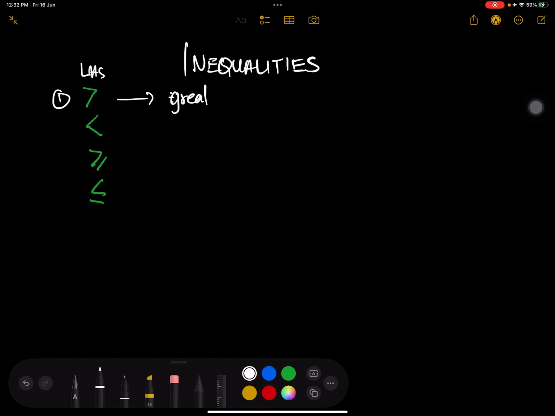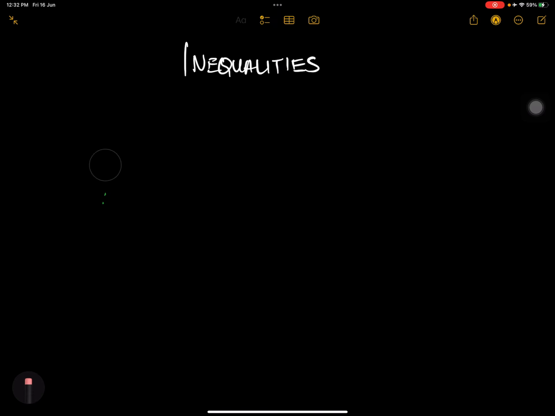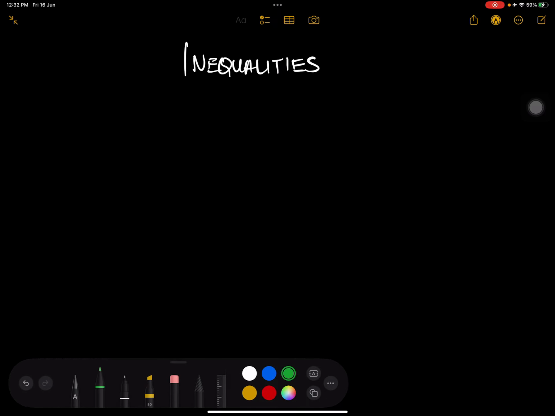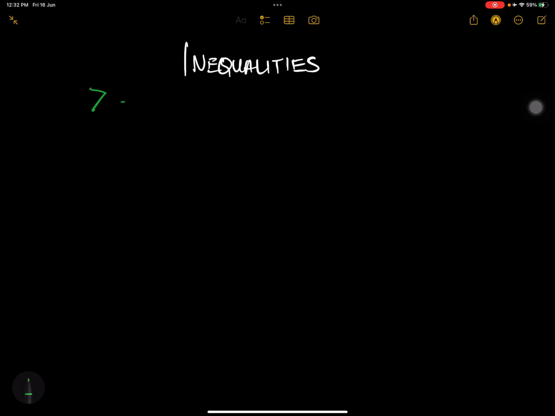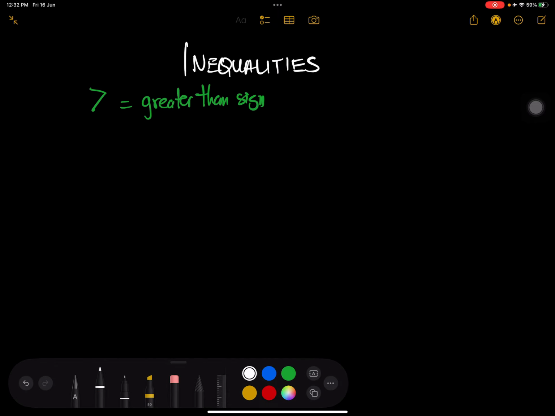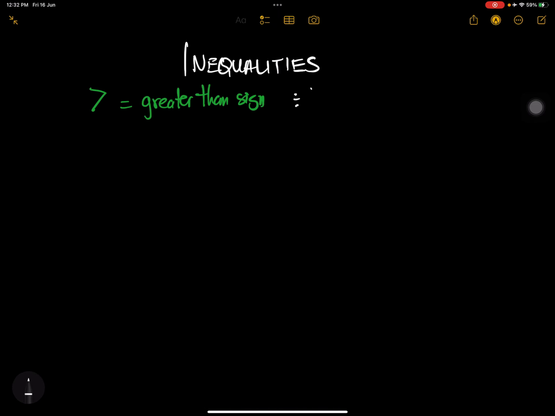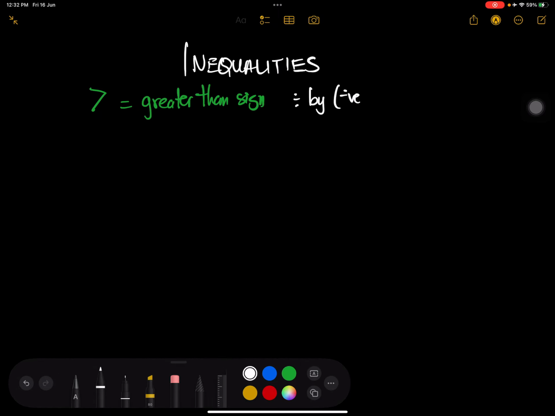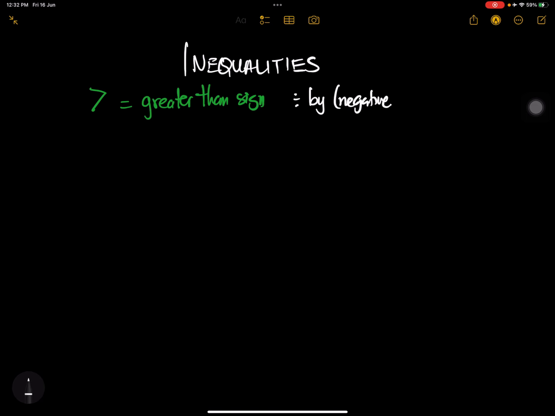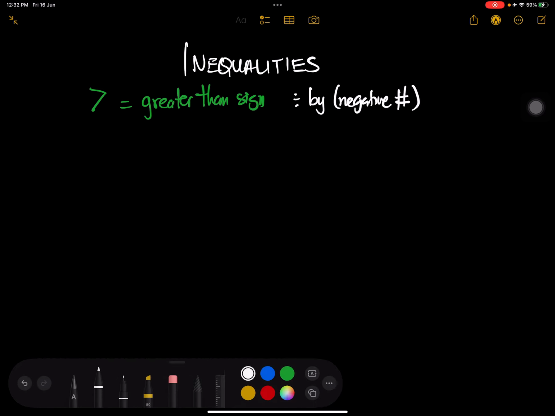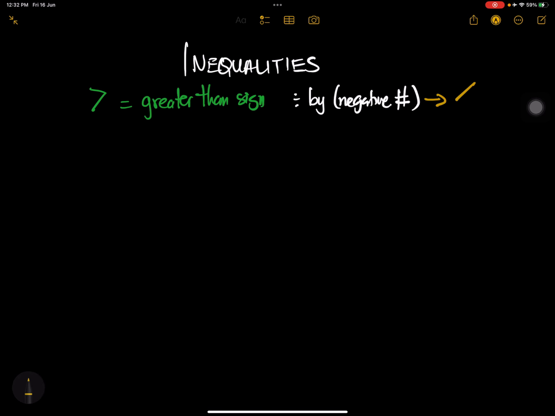Okay, let's start all over again. Sorry for the confusion. If you have the greater than sign, and we divide by a negative number, then the sign will change to the opposite sign, which is less than.